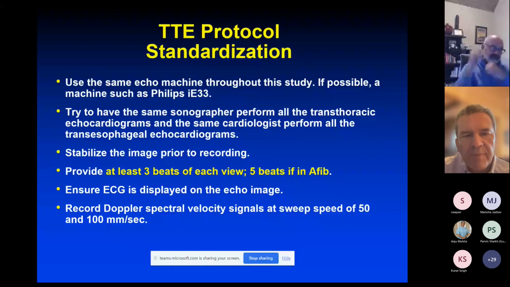An important parameter is to make sure that the displayed ECG is appropriate on the echo images. That may involve adjusting the ECG electrodes on the patient or changing the gain of the ECG just so that it's visible on the echo image, and that will really help with our image processing and how we trigger these images during playback. And then also please record your Doppler spectral velocity tracings at sweep speeds of both 50 and 100 millimeters per second.